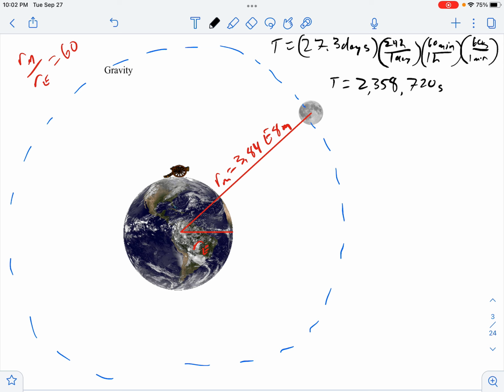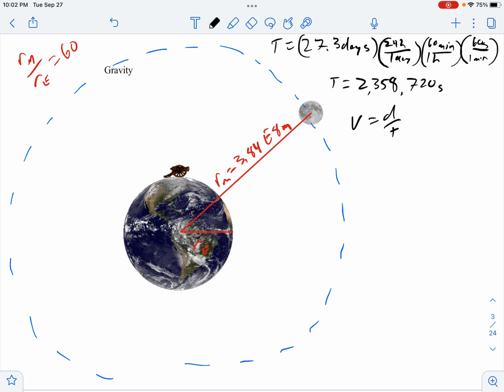Great. So what? Well, from this we can figure out how fast the moon is actually moving around the Earth. This is pretty neat. If we start with the simple idea that speed is just distance over time, the time is that period, 2,358,720 seconds. The distance that we travel is along a path that's approximately a circle. There's a little bit of ellipticality to the moon's orbit, but for our purposes, we can approximate it as a circle.